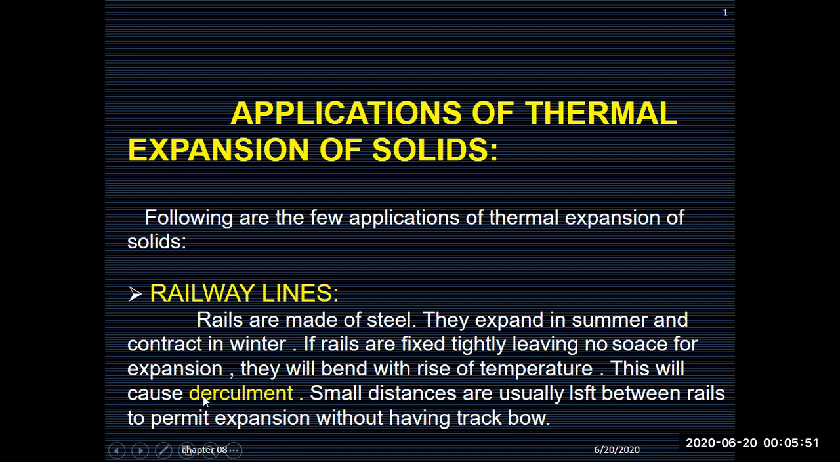Small distances are usually left between the rails to permit expansion without having the track bow. This is the main reason, because the railway tracks are made of metals, and there is a property of metal which we have studied many times in this chapter. Metals have a tendency to expand after heating because the vibration of the atoms increases with the increase of temperature, which results in an increase in the size of the railway track.